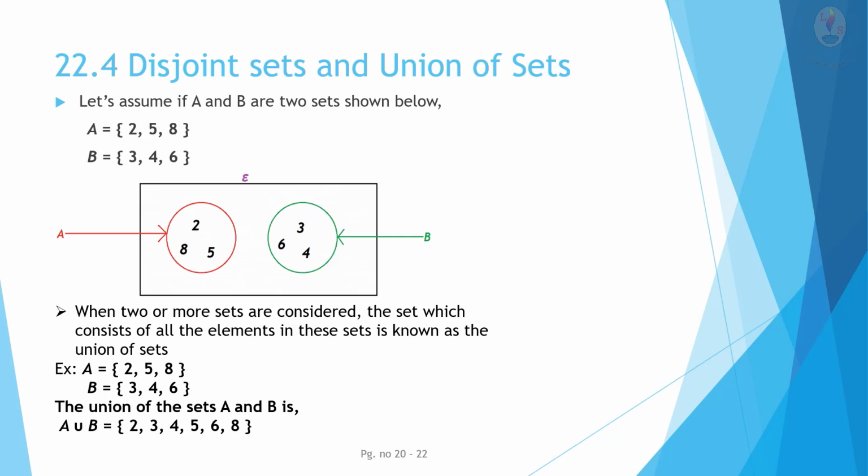So, what is the union of sets? When two or more sets are considered, the set which consists of all the elements in these sets is known as the union of sets. Union of sets is like a combination of two or more sets which are given to consider. I have taken the same example. Set A includes 2, 5, 8. Set B includes 3, 4, 6. The union of the sets A and B is 2, 3, 4, 5, 6, 8.